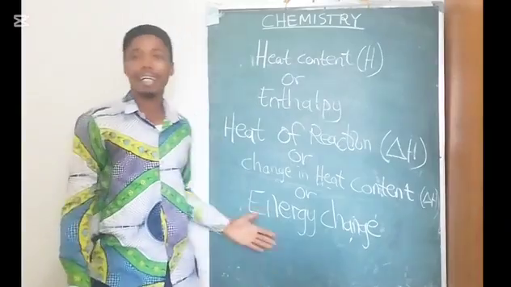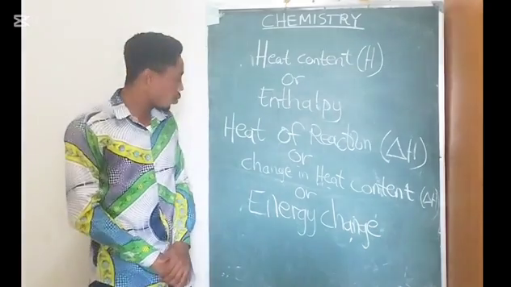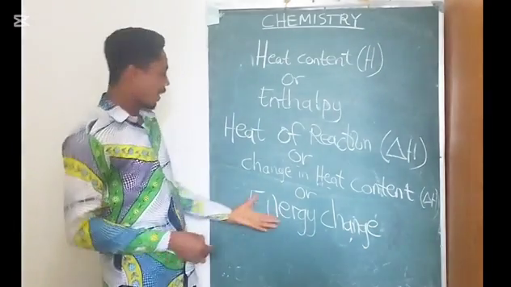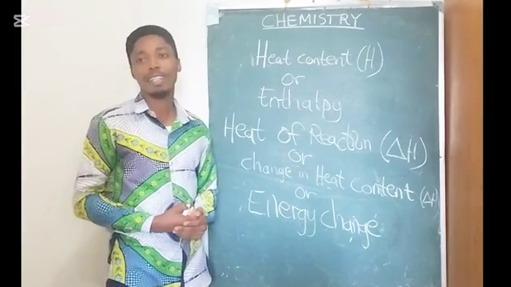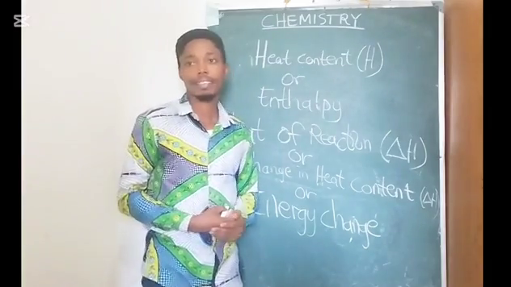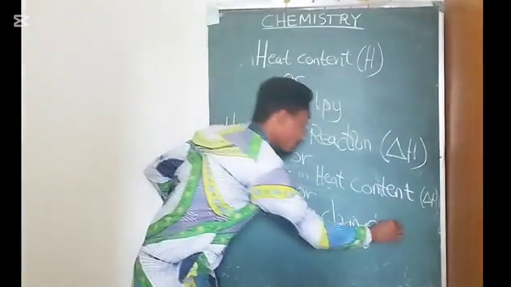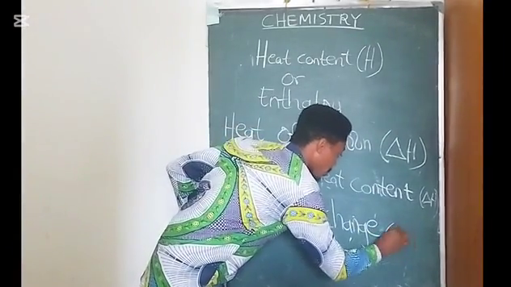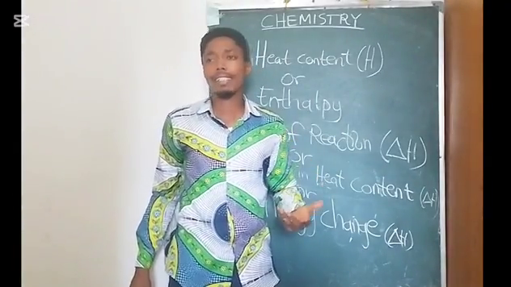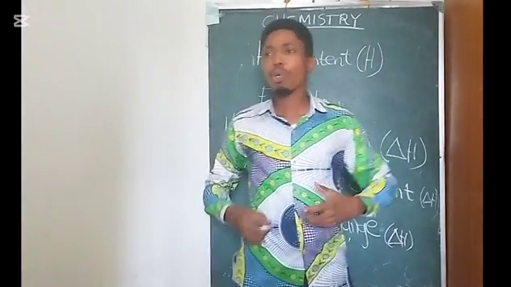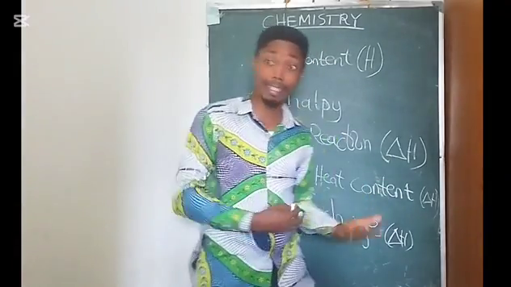You can also call it energy change. All right. So the heat of reaction is the energy change which accompanies a chemical reaction. Yes, it is the energy change, or the heat of reaction, which is delta H, and is regarded as a constant when carried out under a fixed set of conditions. It is also called enthalpy change, like I've said, denoted by delta H.